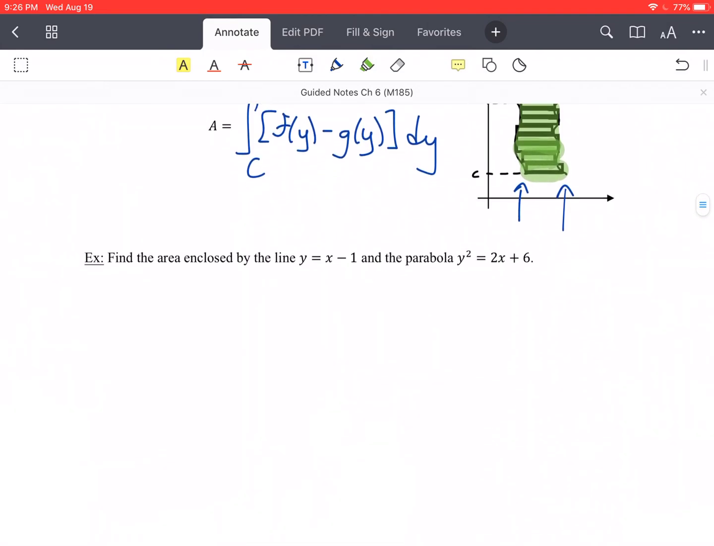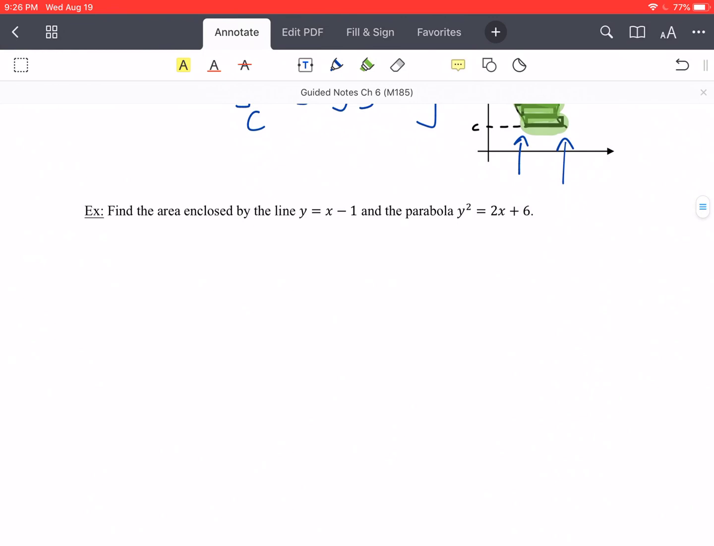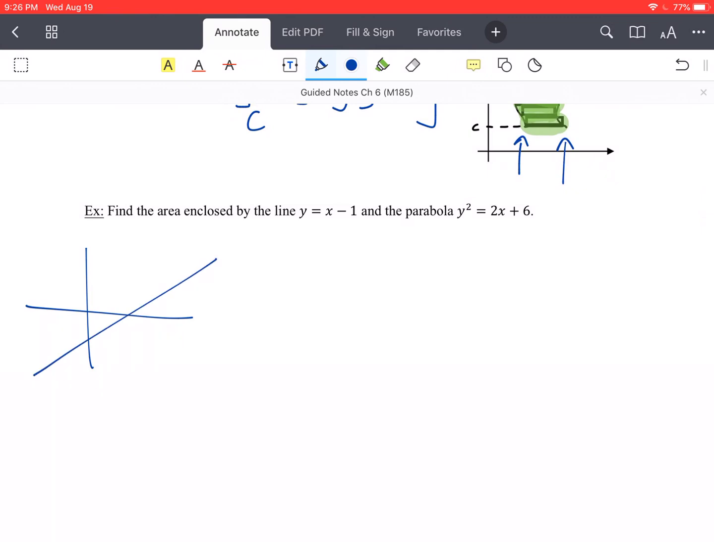Find the area enclosed by the line y equals x minus 1, and the parabola y squared equals 2x plus 6. Okay, so in this case, we're going to have the graph, so the line is going to look something like this. The parabola is going to look something like this. Okay, so this is our region in here. So we need to find the area of this region.